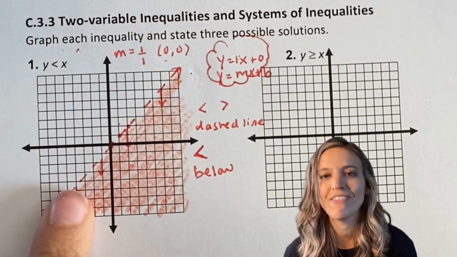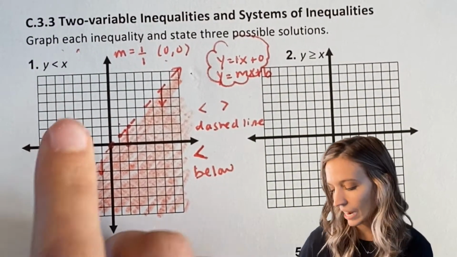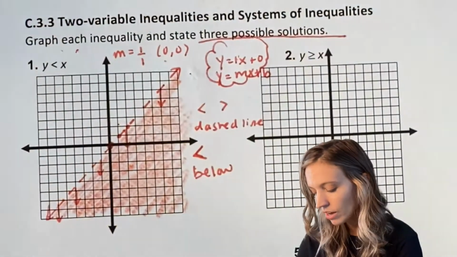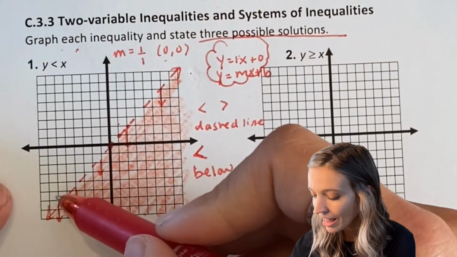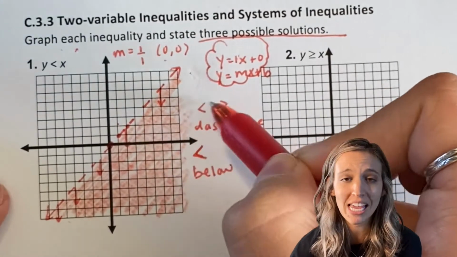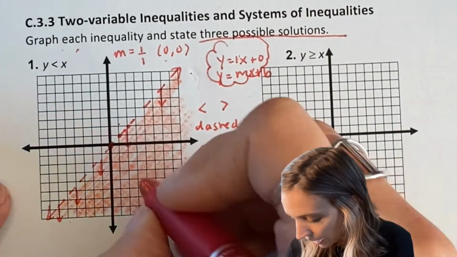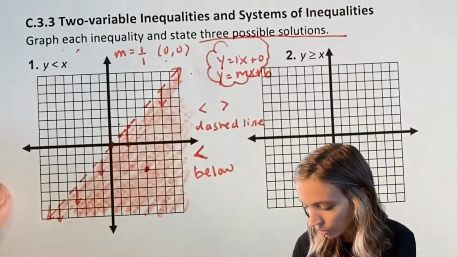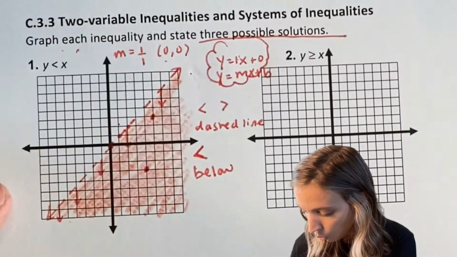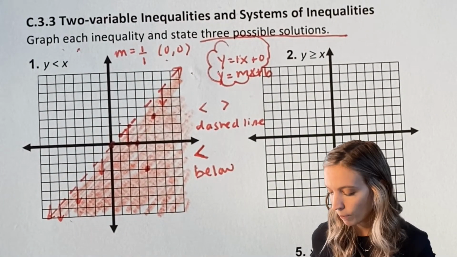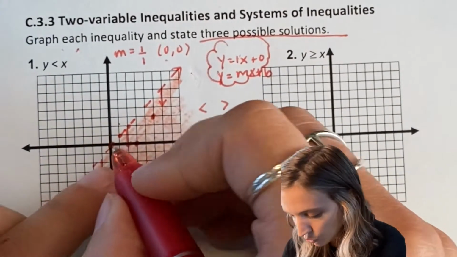So there's the graph of my inequality, but I'm not quite done yet, right? It said then state three possible solutions. So if I'm going to state three possible solutions here, that means I'm stating anything that falls within this shaded region. So I could pick some random point right here, this point, or I could pick this random point up here, or I could pick this random point right here. I like to pick simple points if at all possible, but since I've already graphed, these are the ones I'm going to pick this time.